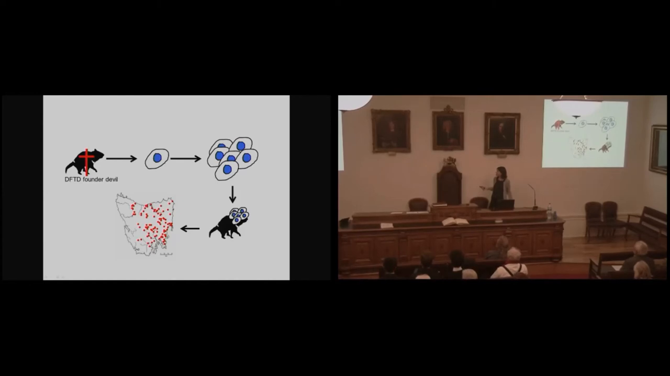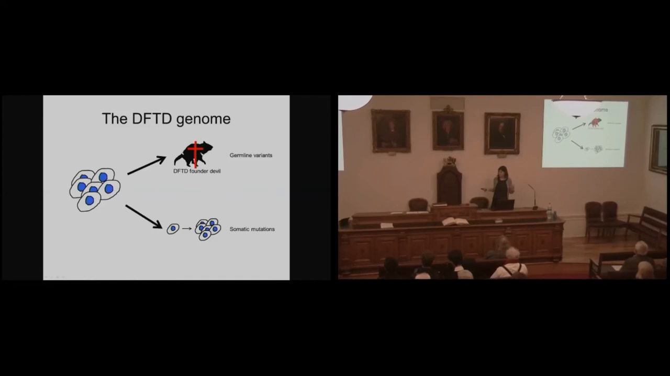On top of that, we're sequencing all the so-called somatic mutations which arose during the evolution of this cancer, as a cancerous clone, so after it left its original host, as it spread through the population, going through all these different transient hosts right up to this particular tumor that we sequenced here. So when we sequence the DFTD genome, we actually have access to two different types of genetic variation. Germline variation, which is the variation that this devil originally had and inherited and is present in the population, and that can tell us more about what type of individual this was, why this particular individual might have got this cancer, etc. And then the somatic mutations.